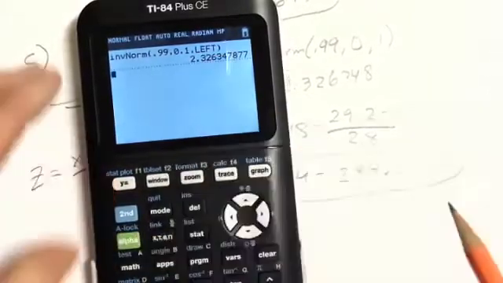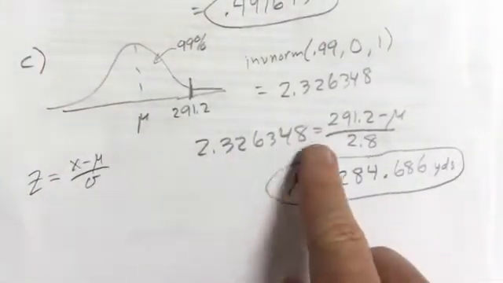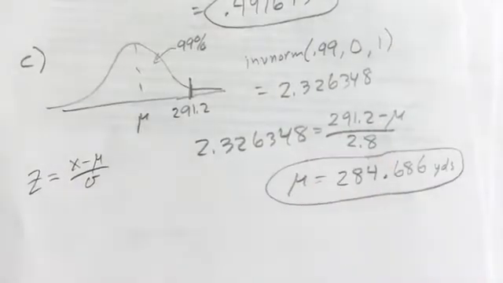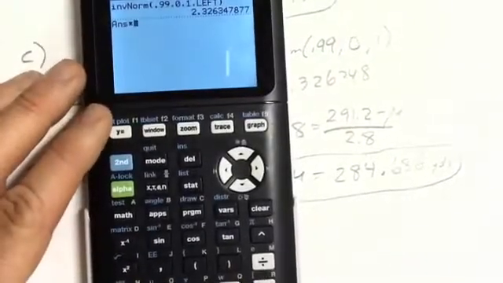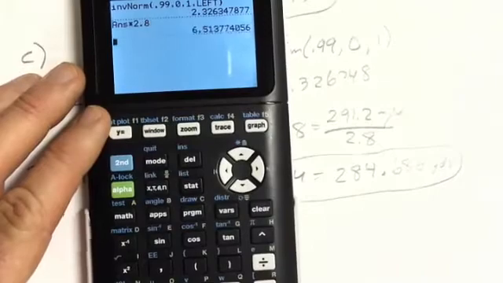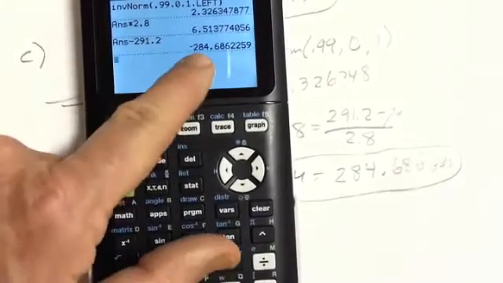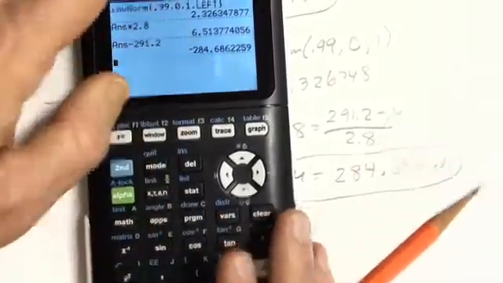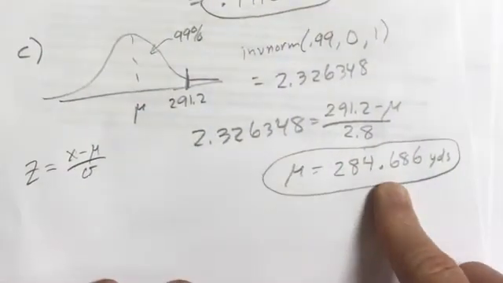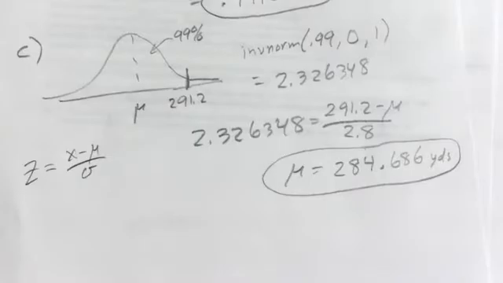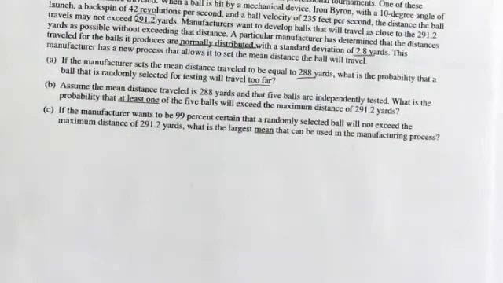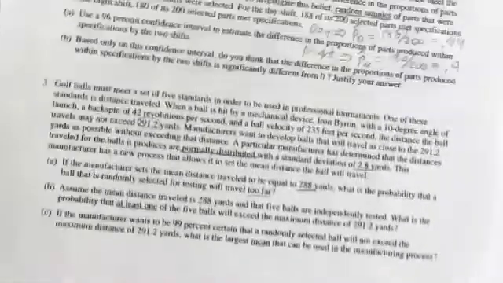So that's the z-score. We use that, and so we take that and then solve that for mu. Just go that times 2.8 is equal to, and subtract 291.2, and so it ends up being that. And of course, it's minus that is equal to that. So there it is. And so that's how you do that. And that is how you do the number 3 problem. Okay, so we're halfway done.